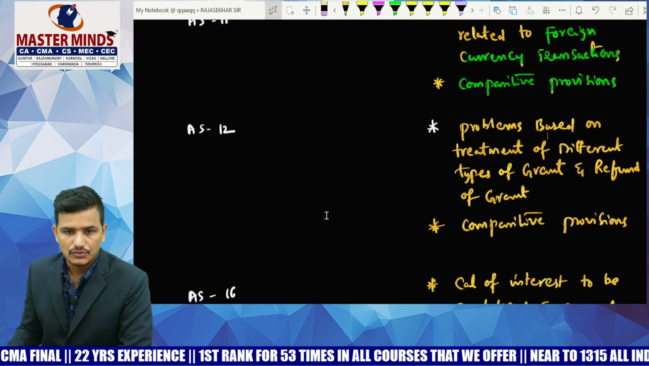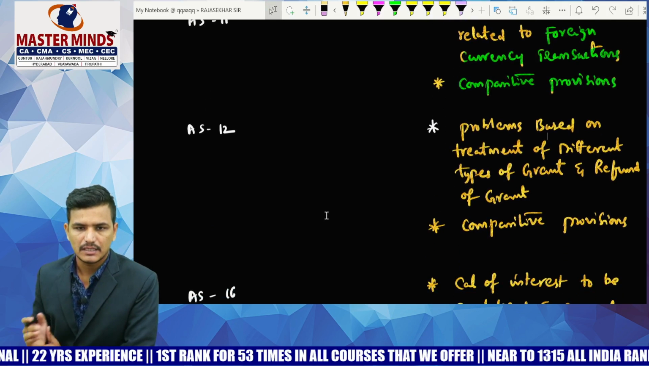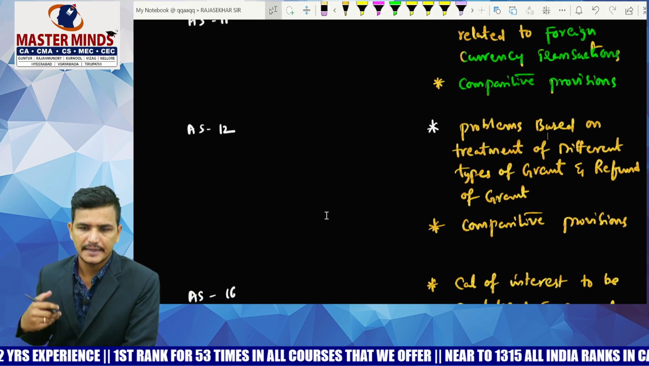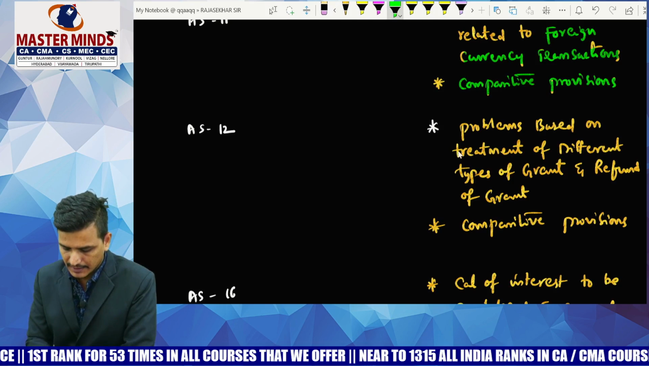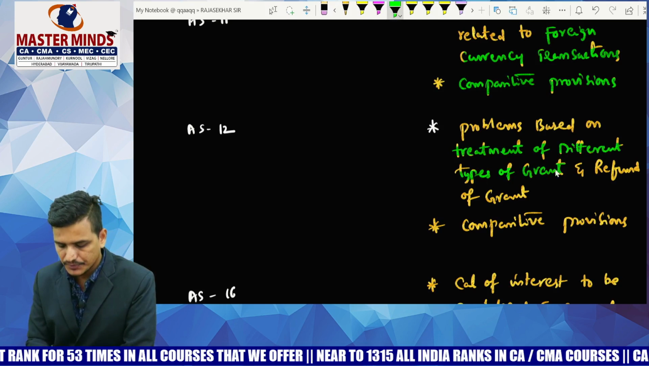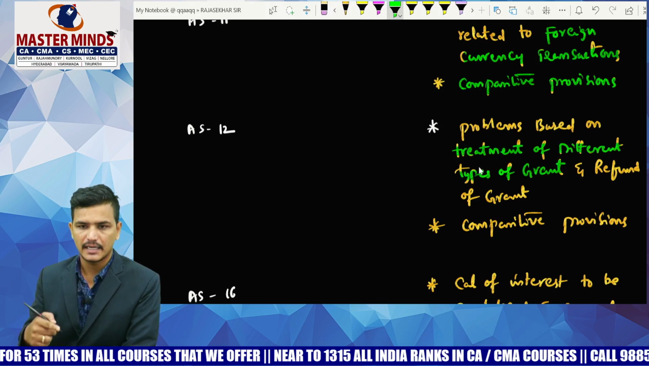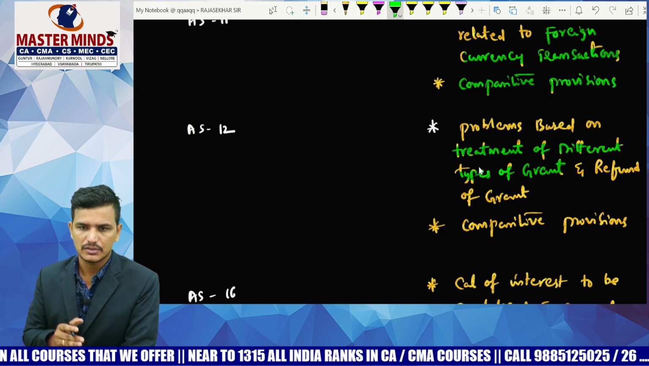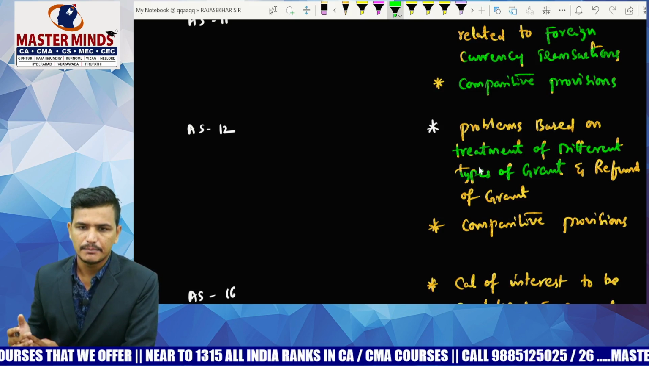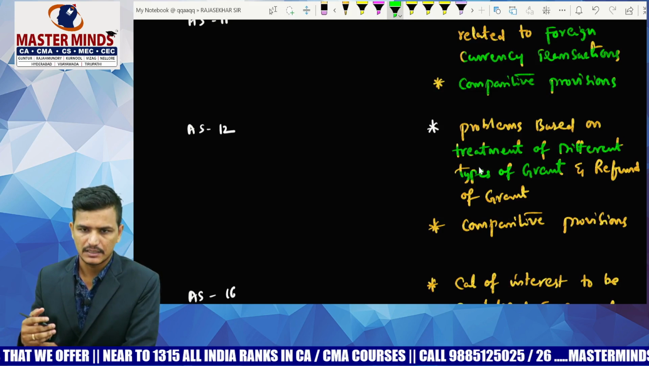And next, AS12, that is accounting for government grants. What kind of problems should we cover? Just go through the problems having the treatment of different types of grants, whether it is a monetary grant or non-monetary grant. Again under monetary grant, whether it is related to promoters' contribution, or related to a depreciable fixed asset or a non-depreciable asset, like that.